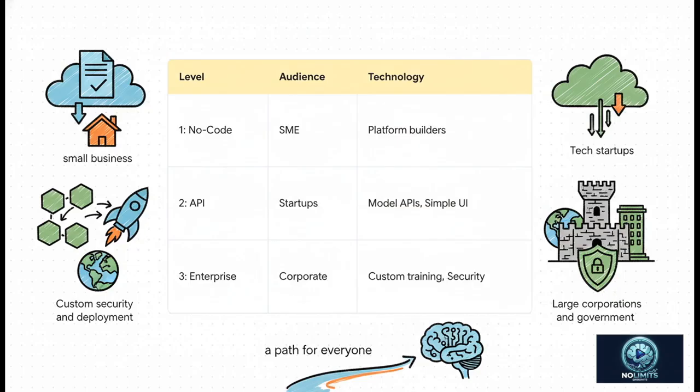Level 2 gets a bit more technical, using APIs. This is a great fit for tech startups or mid-sized companies that have some dev resources. And then you have level 3, the enterprise level. We're talking custom training, top-tier security, the whole shebang. This is for the big corporations and government agencies. The point is, there's an entry point for just about everyone.